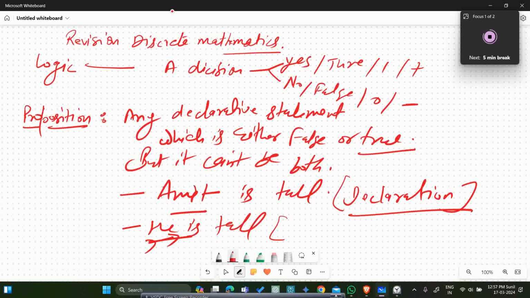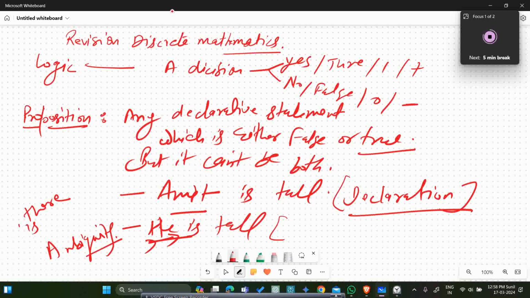This is not a declarative statement. This is ambiguous. There is ambiguity in this when taking the decision. So who is he in this? So this is ambiguous. He is ambiguous. So we cannot declare about he only.